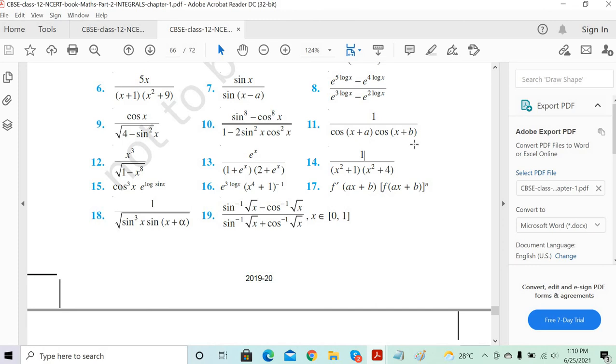The 17th one looks confusing. Which one? The 17th one. Yeah, let's do the 17th one. It looks confusing, but it is pretty simple only. Let's attempt it. I'll explain how to do that. Try it out. First, give a shot on the 17th.